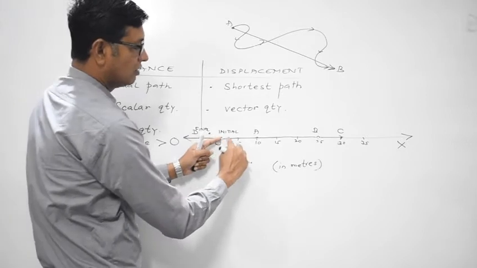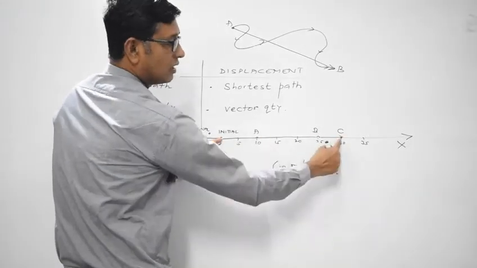Look, the body starts from here. It goes to point C, so it is covering a distance of 30 meters.